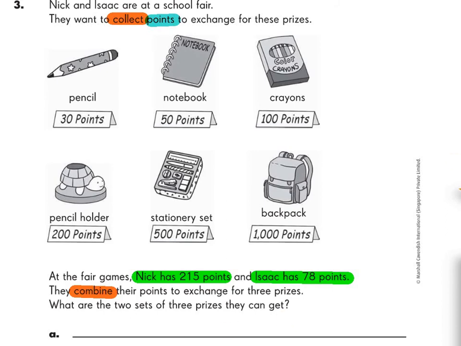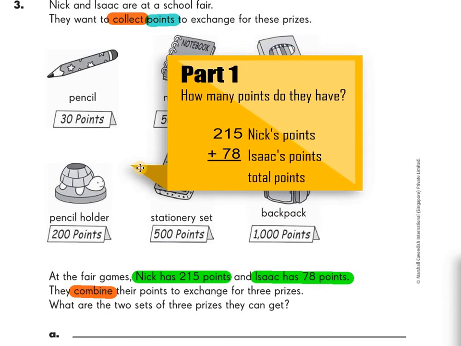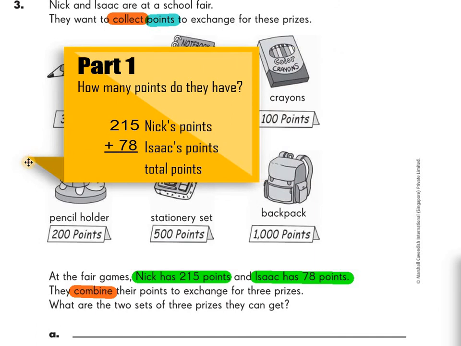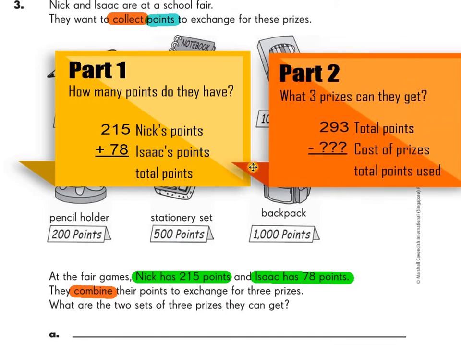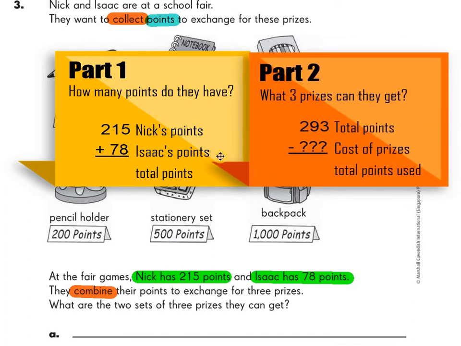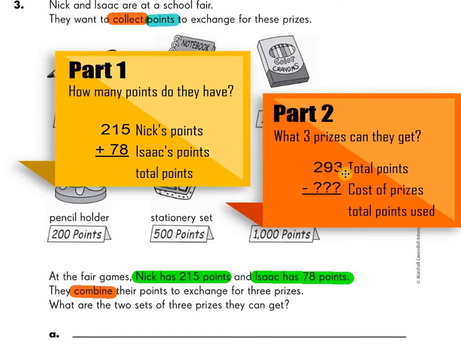So if I were to set up this math problem, I would set it up in 2 parts. And the first part would look like this. Number 1, how many points do they have? And then the second part would be, what 3 prizes can they get? So I'm starting with their total points of 293 total points. And I need to subtract out the cost of the prizes, and then that tells me how many total points were used. But according to this math problem, there are 2 different sets of prizes that they can get.